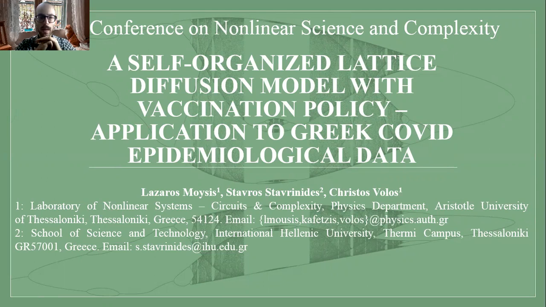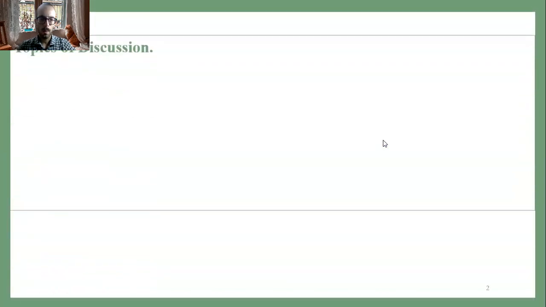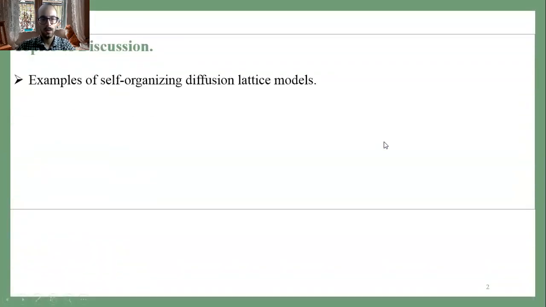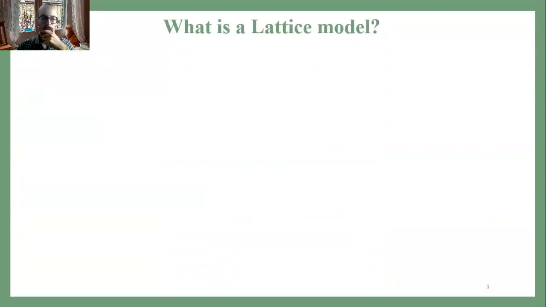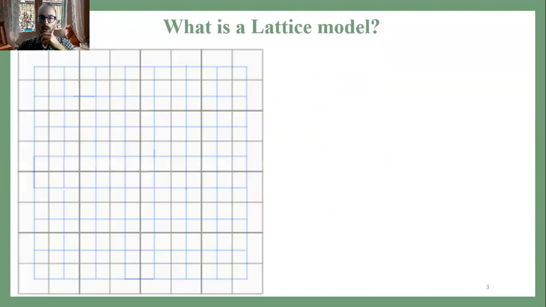And our topic today is a self-organized lattice diffusion model with vaccination policy, application to Greek COVID epidemiological data. So, first of all, we will discuss a little bit about this sort of self-organizing diffusion lattice models. We will talk about the phenomenon of critical slowing down. We will see how our proposed model can be used for COVID fitting, and then see what topics are worth studying next. So, first of all, what is a lattice model?